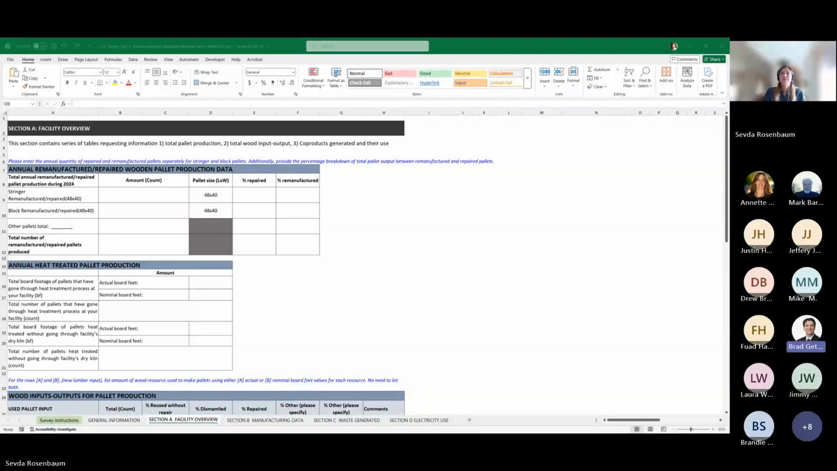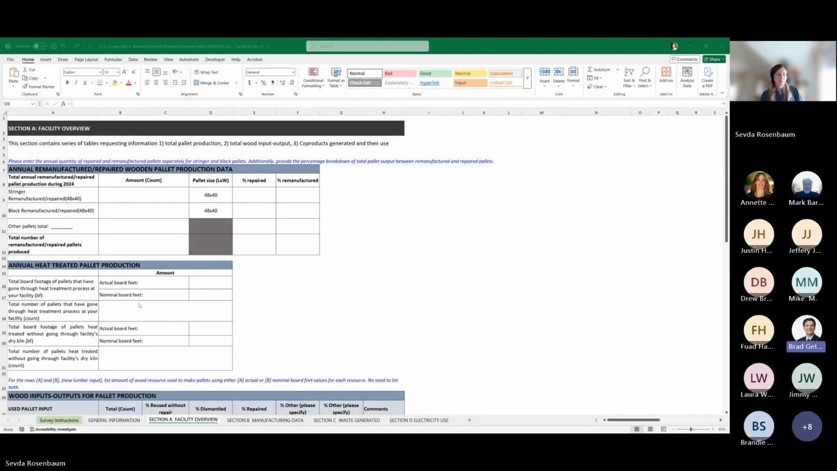And so Justin had a couple of follow-up questions and said that this is probably a good segue into the recycled survey. If a facility does new and recycled pallets, do they need to fill out both of these surveys? Yes, correct. They're asking specific questions for each type, so it would be great if you can fill them out separately for new pallets versus the remanufactured, repaired ones.